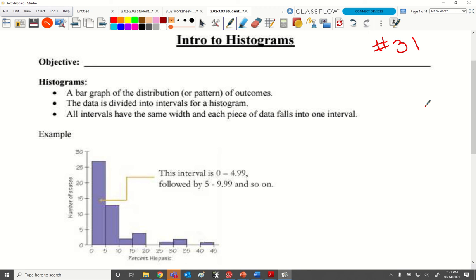So, for an example, right here for this one that we have, it says the interval is, for the one that's pointing out, from 0 to 4.99. So in this first one right here, any data, so if I get another score or whatever this is coming from, oh, it says percent Hispanic. Okay, all right. And I guess it goes by class.